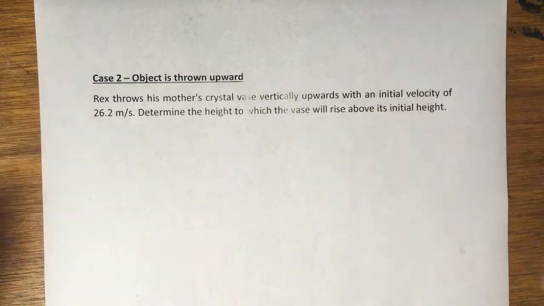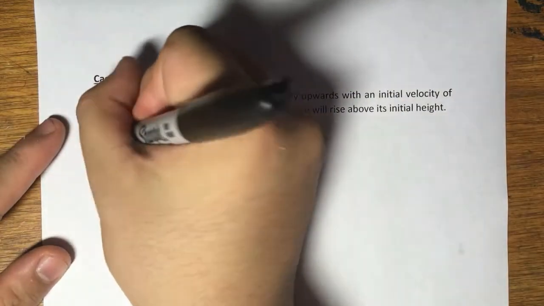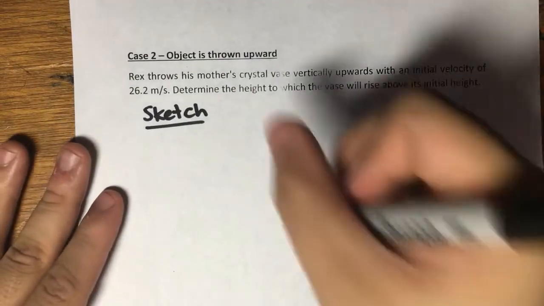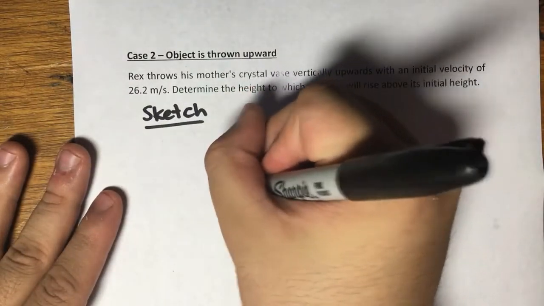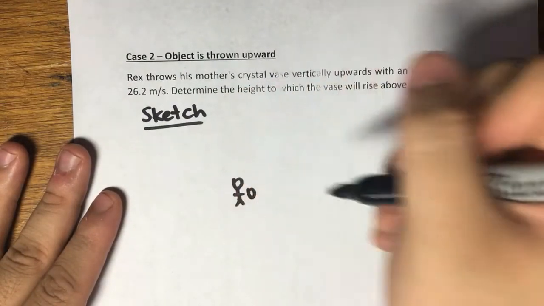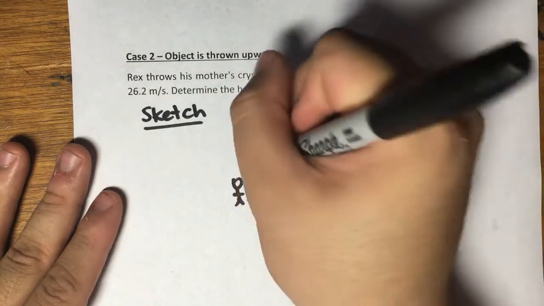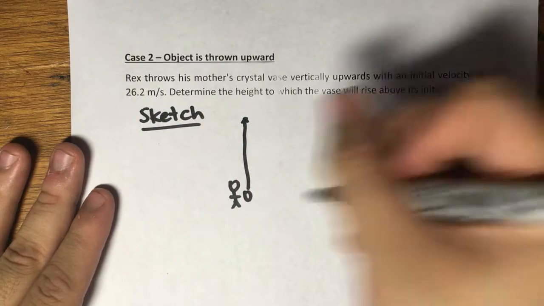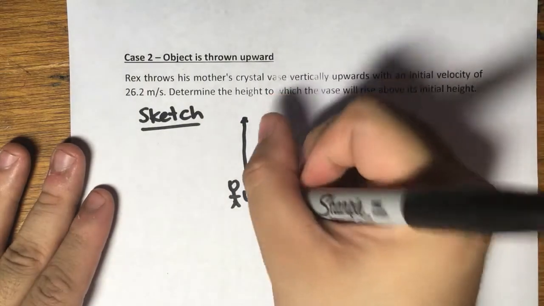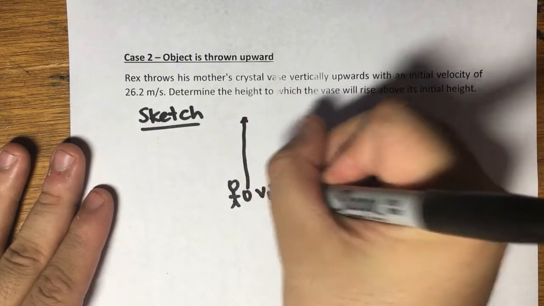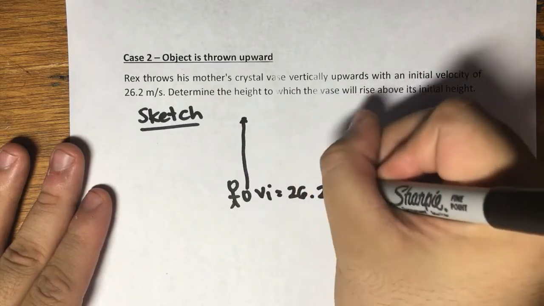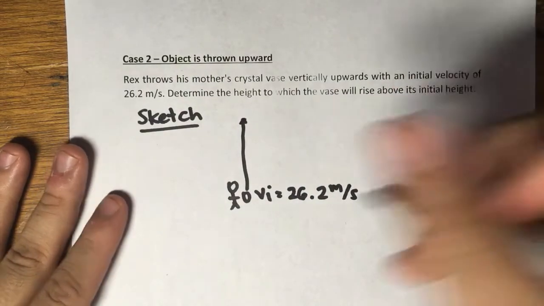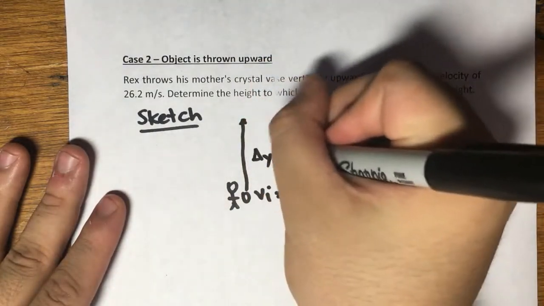Okay, so I think it's best if we try to sketch the problem first. In this case, you have Rex at the bottom. I don't know why he would do this, but he would throw the crystal vase going up like that. Okay? And we know that he throws it at a Vi of 26.2 meters per second. And we are trying to look for Y.